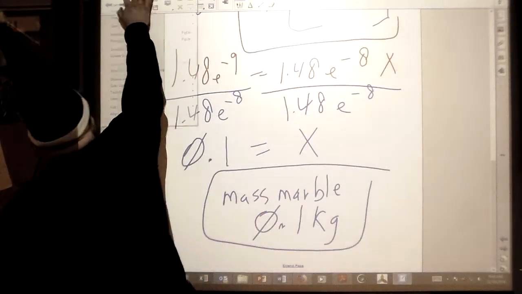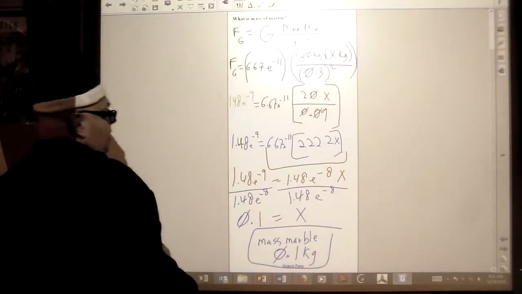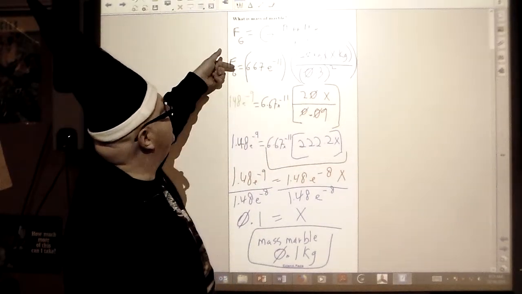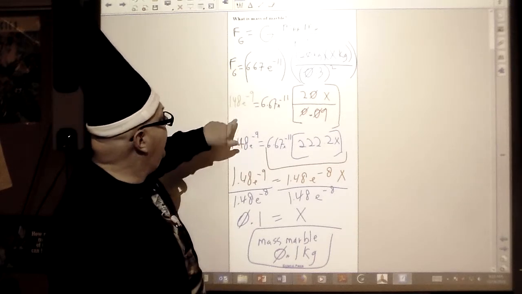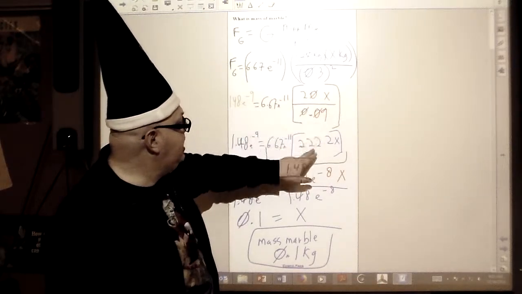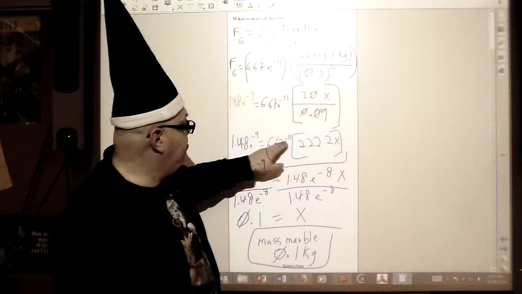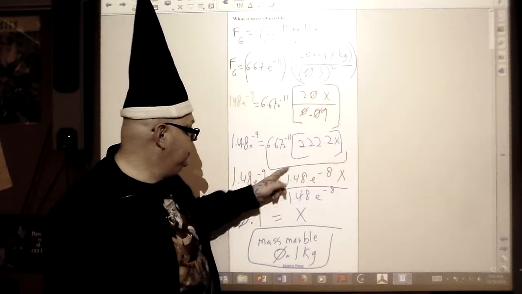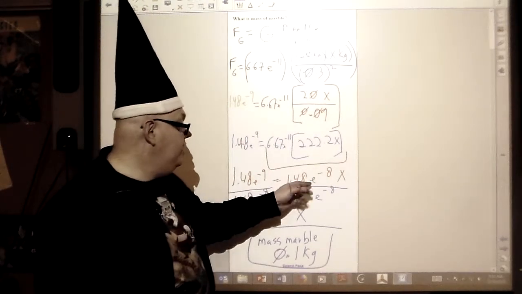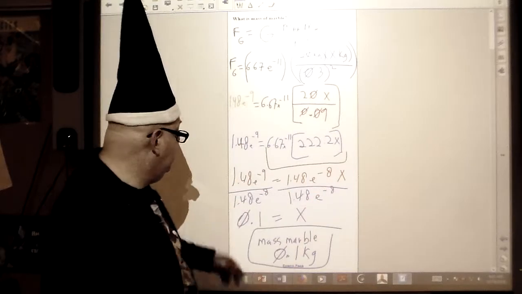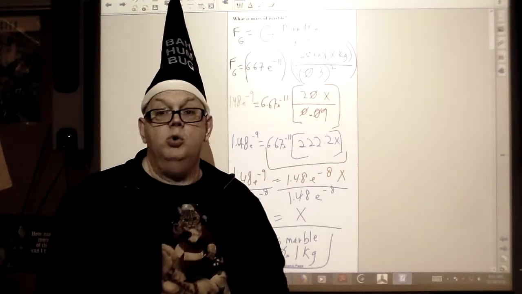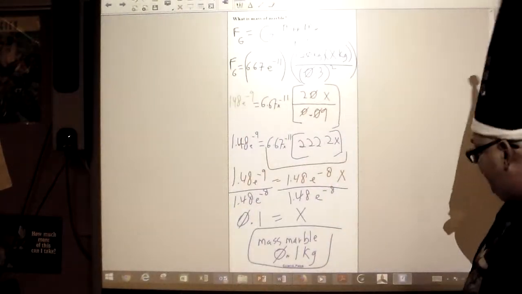And that, guys, is looking at the whole thing. We looked at our formula. We plugged in the variables we knew. I did not plug this one in quite yet. Okay, I plugged it in here so you guys can see where the numbers are going. Multiplied, divided this out to get this. Then we multiplied it by this, okay, to get this, which is equal to the 1.48 e to the minus 9. We divided both sides by this to cancel it out, so we have x by itself. And here we go, 0.1 is equal to x. Our mass of our marble is 0.1 kilogram, which is still pretty heavy.